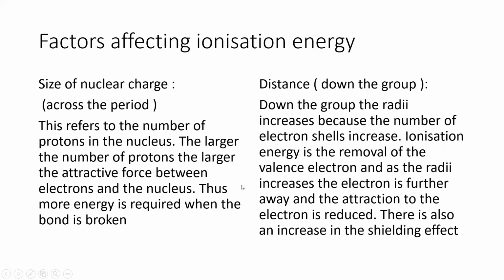Okay, so how does the shielding effect take place when it comes to the size of nuclear charge? Across the period, if you look at period 3, for example, the electrons are added to the energy level n equals 3, so the electrons are added to the same shell. The number of inner electrons remains the same, and hence the shielding effect remains the same. Hence, as you increase the number of protons, the attraction between the nucleus and the outer electron increases.